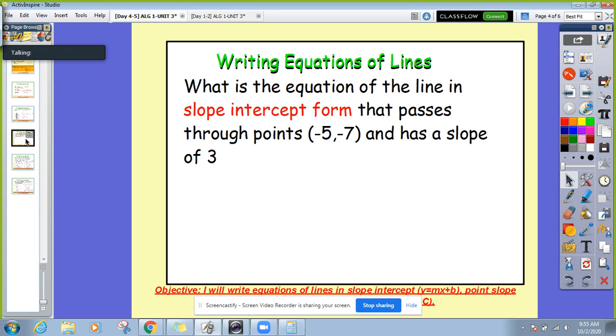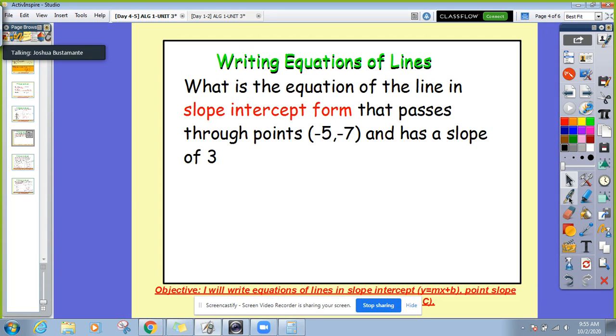Okay, so we can start that off by writing my template: y minus y1 is equal to m times x minus x1. Right, and we know that our m is our slope, and then our y1 and our x1 are just the point. So if I look at my example, I know my slope here is 3, and my point is (-5, -7). So I'm just going to take my information and plug it into my template here.